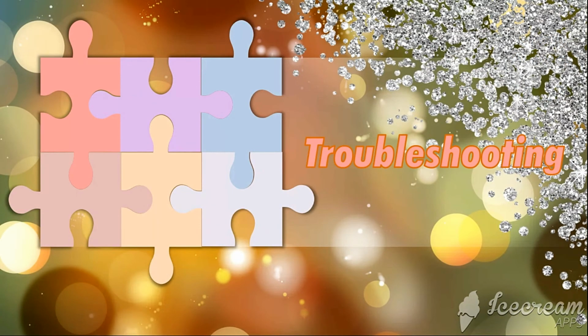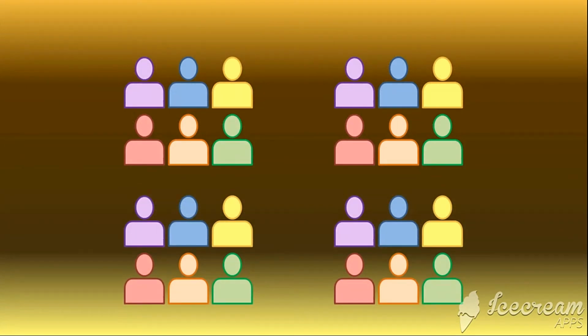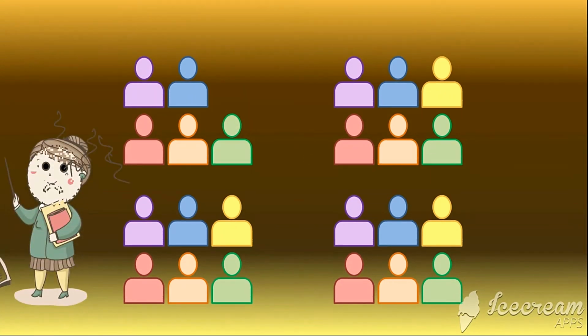Here are a few tips for troubleshooting this strategy. One problem you might encounter is this. What if students don't divide evenly? Now, ideally, you'd have a perfectly divisible group. But as we all know, that kind of perfection rarely happens. And even if you have perfection in your plans, one absent student can throw your whole game off.